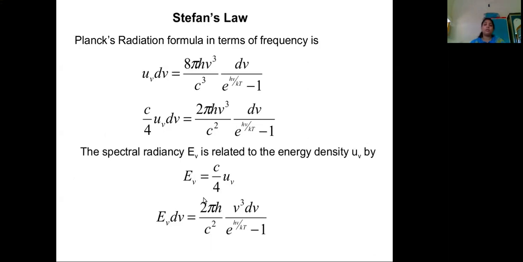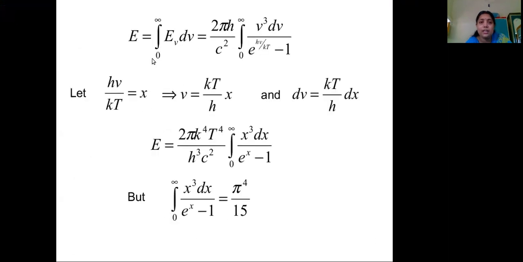So what will we do? We will integrate it over all the frequencies, from 0 to infinity, and we will get the intensity. Okay, so in the next slide we see that E equals the integral from 0 to infinity of E nu d nu. Now you put the value of E nu here and you will get 2 pi h by c square times the integral from 0 to infinity of nu cube d nu by e to the power h nu by kT minus 1. Now put h nu by kT equals x.